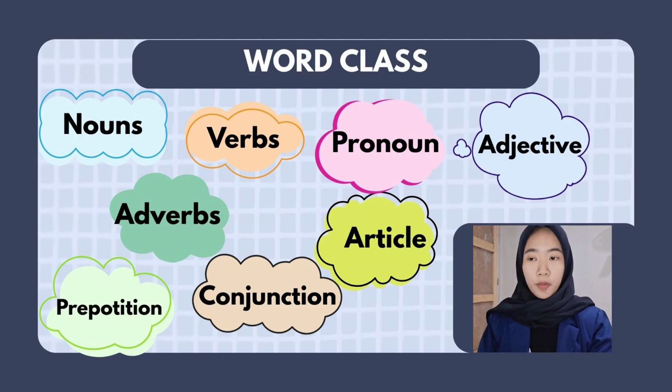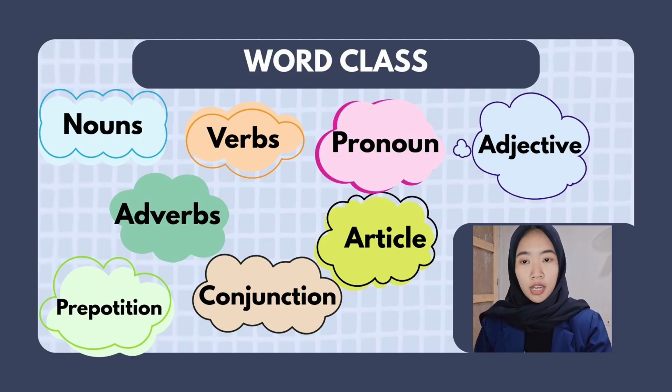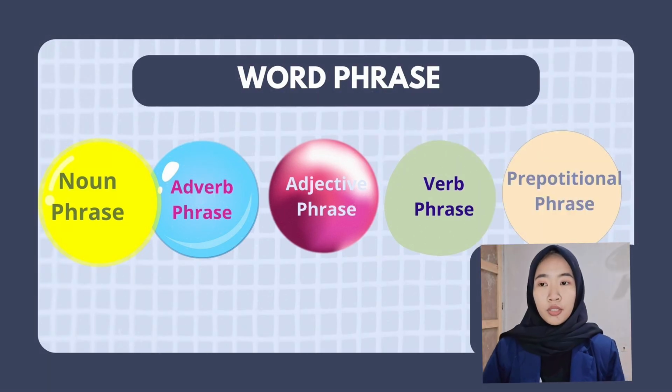The sixth is prepositions, which are words that show the relationship between nouns or pronouns and other parts of the sentence. The seventh is conjunctions, which are words that connect words, phrases, or sentences. And last is articles, which are words that define nouns as specific or non-specific. Okay, so you have been reminded. What about your phrases?